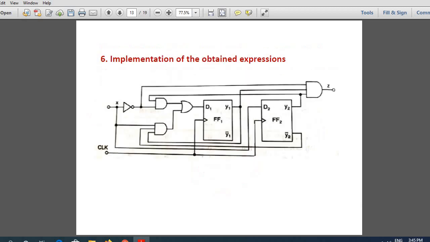Now you've got all the equations. You can implement it using a circuit like this. Here you have D flip-flops. Why? You have 2 state variables. It requires 2 flip-flops, one for y1 and one for y2. I told you that in previous examples you called the output Q, but here they're just representing it by another name, y. That's all. You have 2 flip-flops, so you have 2 outputs, 2 states y1 and y2. Now you can implement the obtained expressions.